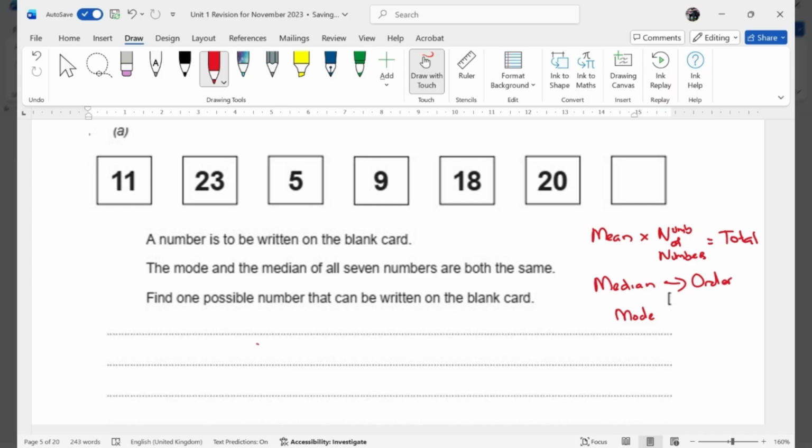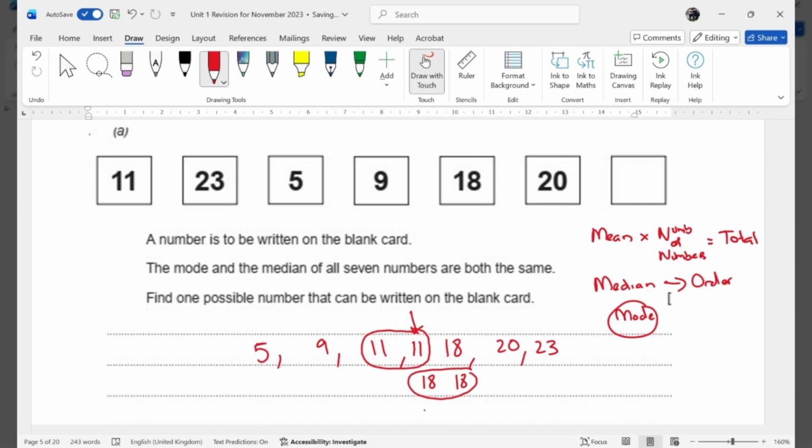So if we start putting these in order, 5, 9, 11, 18, 20, and 23, at the moment there is no mode. And at the moment, the median would lie between 11 and 18 and would be quite difficult to find out. So what we want is to add another number into this list so that there is a mode, but it's also the number that's in the middle, right? So to create a mode, either that number needs to be 11, so that now the mode is 11 and the median is 11, or the other option is to make that 18, because then the mode would be 18 and the median would be 18.